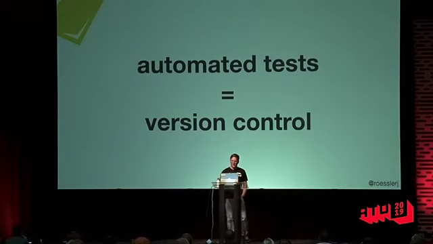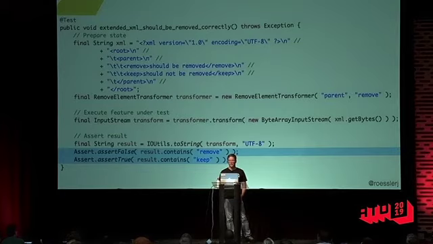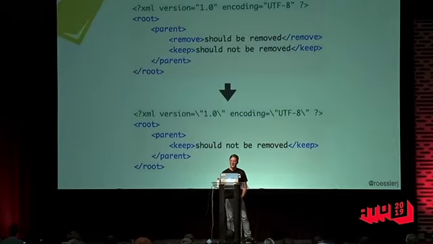So if automated tests are version control, then I have an example for you that's using a different open source project, and that works not on the unit level, but on the interface level. In that example, you want some XML to be transformed, and you have a remove element transformer that should remove a remove tag out of the XML. In your test with the assertions, you just check that the remove tag has been removed, so it's no longer contained, and that the keep tag is still within the XML. So what you want to see is that if you input the above XML, the result should be the below XML, right? This is what you want to test.